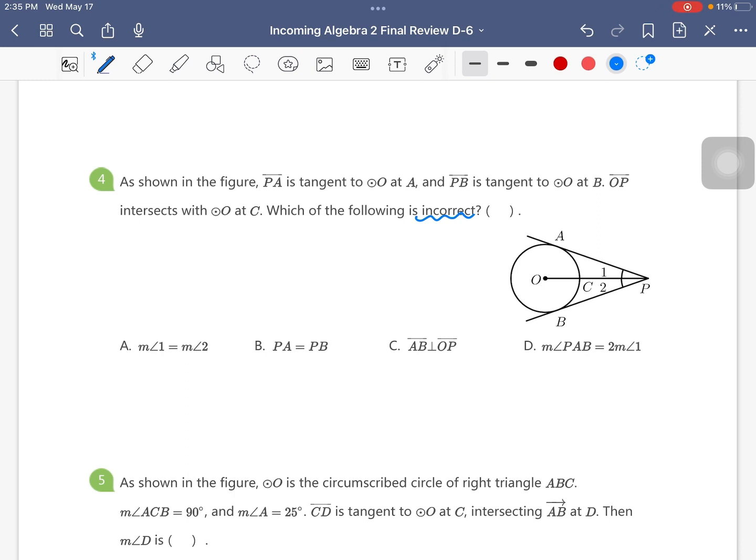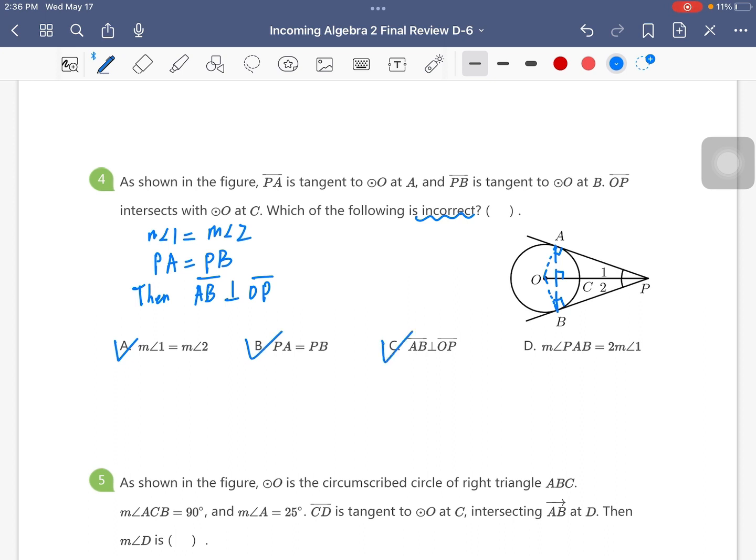If PA and PB are tangent to the circle O, that means OA and OB are perpendicular to AP and BP respectively. And we have the angle 1 equals the angle 2 and PA equals PB. And then if we connect AB, we can also know that AB is perpendicular to OP. So therefore A, B and C are all correct.